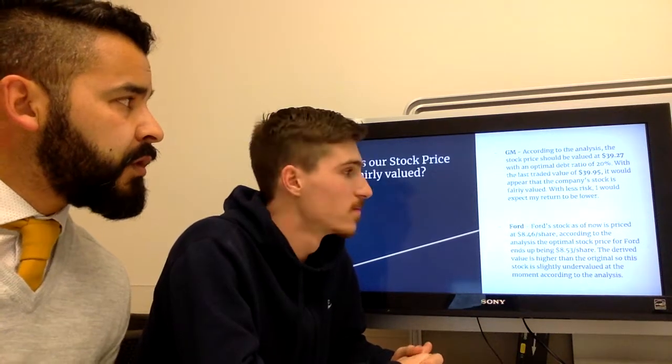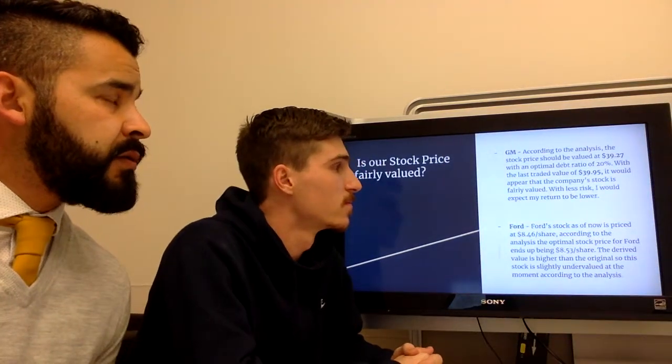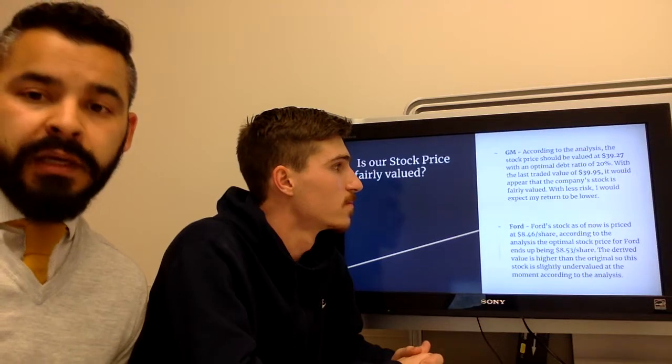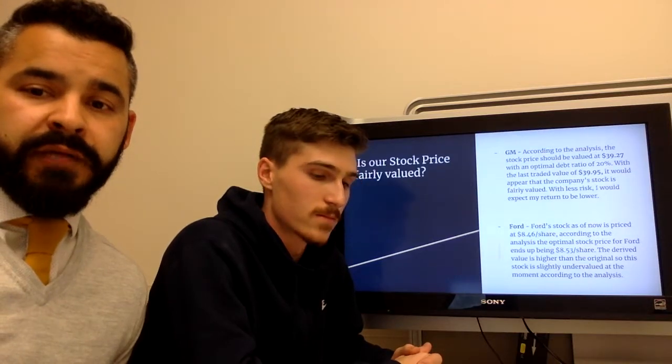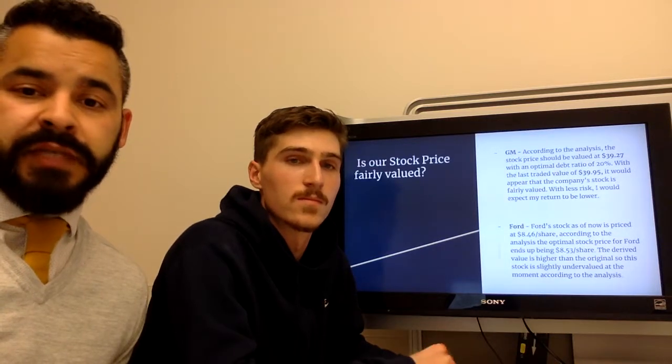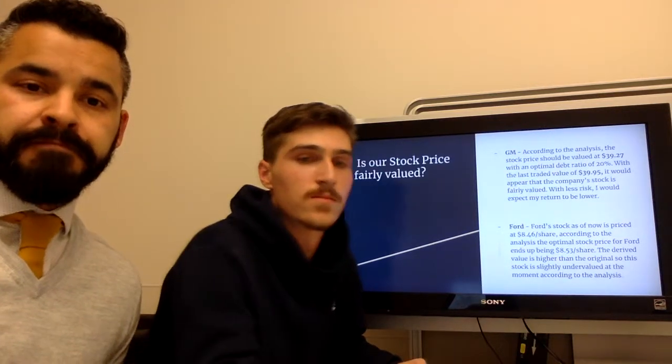And for GM, according to the analysis, our stock value should be at 39.27 per share. However, right now it's at 39.95, and it seems that that is a better price for them to stay at without adjusting anything.